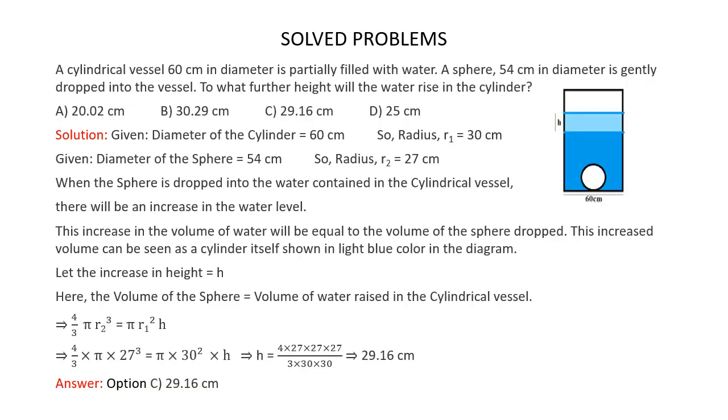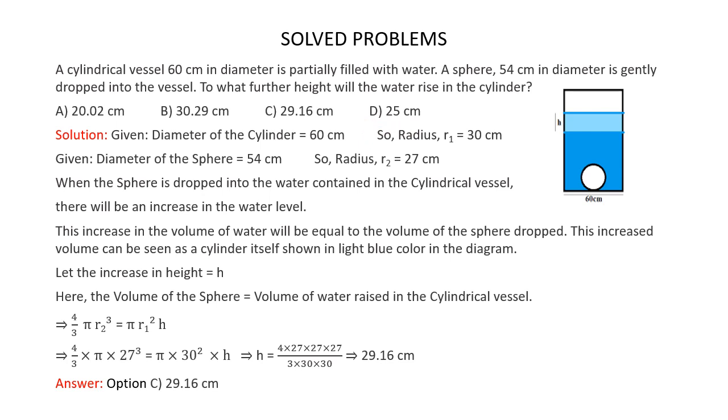A cylindrical vessel 60 centimeters in diameter is partially filled with water. A sphere 54 centimeters in diameter is gently dropped into the vessel. To what further height will the water rise in the cylinder? Here you're given four options and you have to find out which of these options is the correct one.